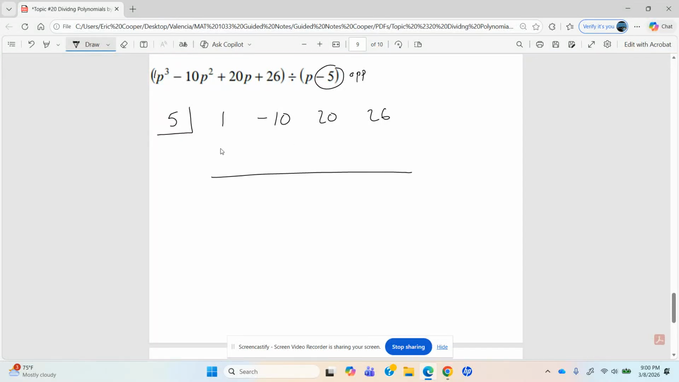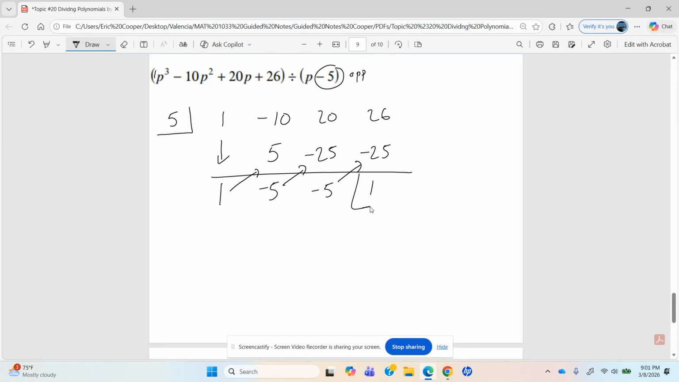And again, the rules are simple. We're going to bring down the first one, and if we go sideways, we multiply by 5, and if we go down, we add or subtract by the number. So in this case, 1 times 5 gives me 5. -10 plus 5 gives me -5. -5 times 5 is -25. 20 minus 25 is -5. 5 times -5 is -25. 26 minus 25 is 1.